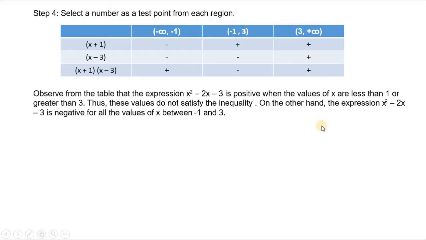On the other hand, the expression x squared minus 2x minus 3 is negative for all the values of x between the negative 1 and the positive 3. So, dito tayo kukuha ng mga number between negative 1 and positive 3. Hindi tayo kukuha between negative infinity and negative 1. Bakit? Kasi magpa-positive. Same here, hindi rin tayo kukuha from positive 3 up to positive infinity kasi magpa-positive. And again, kapag positive, hindi na siya less than 0.